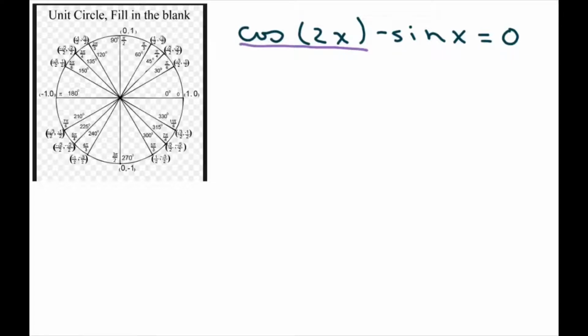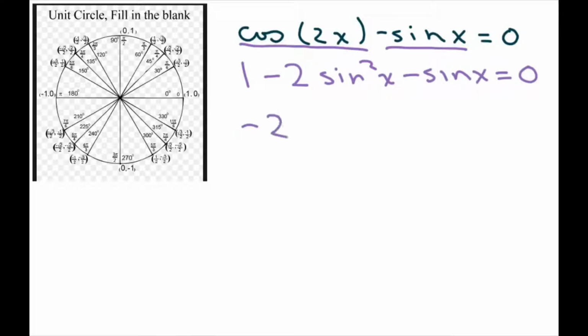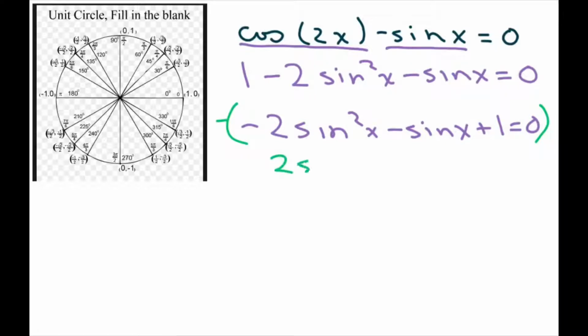And so we have 3 double angles for cosine 2x. The one we want to use is 1 minus 2 sine squared of x. The reason we want to do that is because this is sine of x, and so we can factor. Now I'm going to rewrite this as negative 2 sine squared x plus sine x plus 1 equals 0. I know I'm going to have to factor this. I don't like leading with the negative, so I'm just going to negate this whole equation, change all the signs to the opposite, and then factor. It just makes it easier.